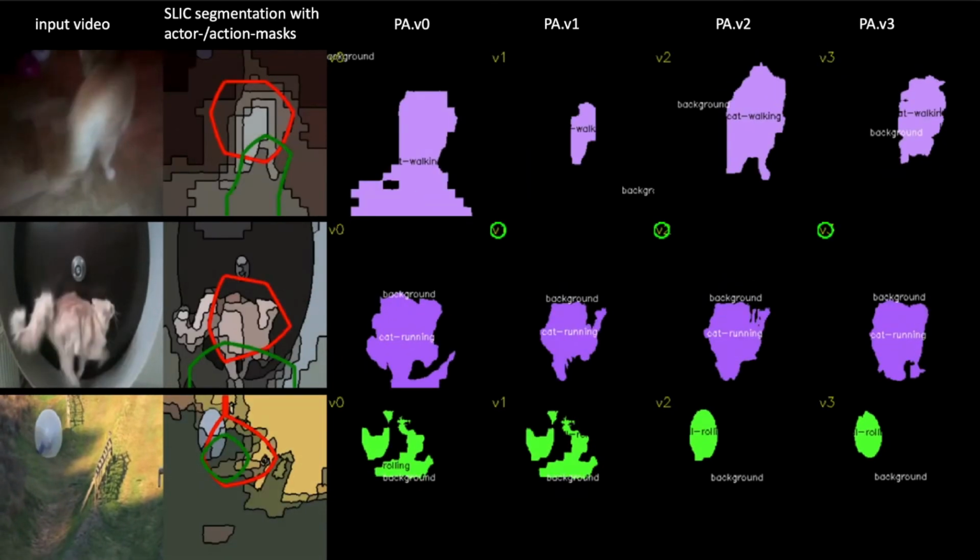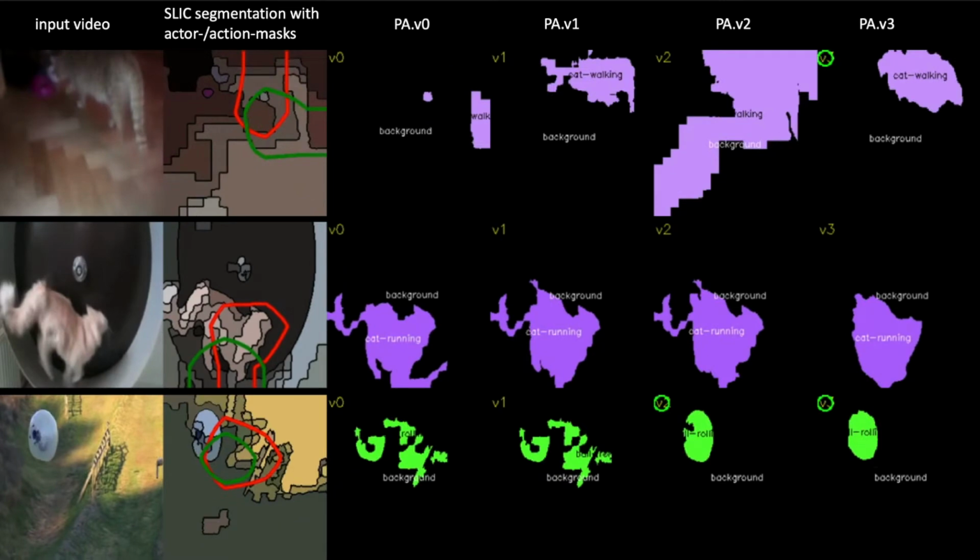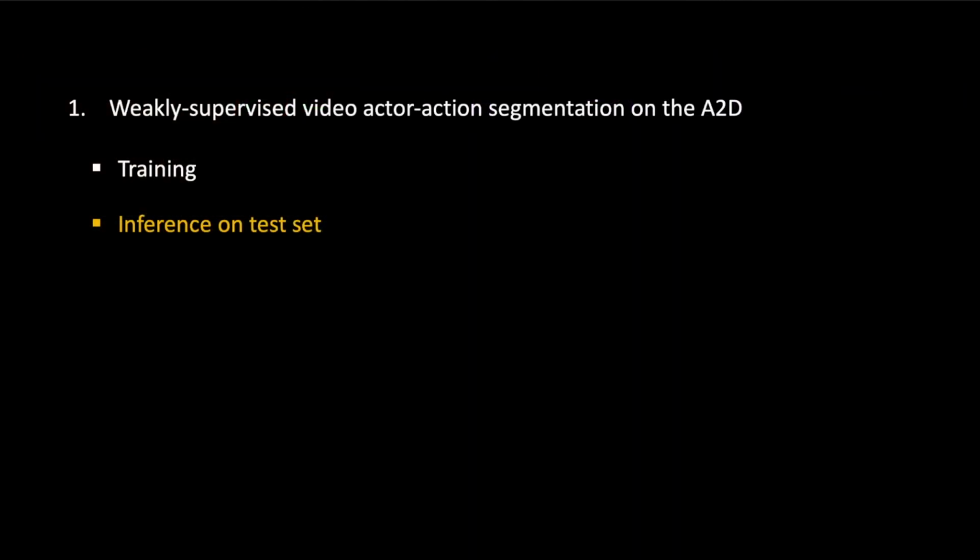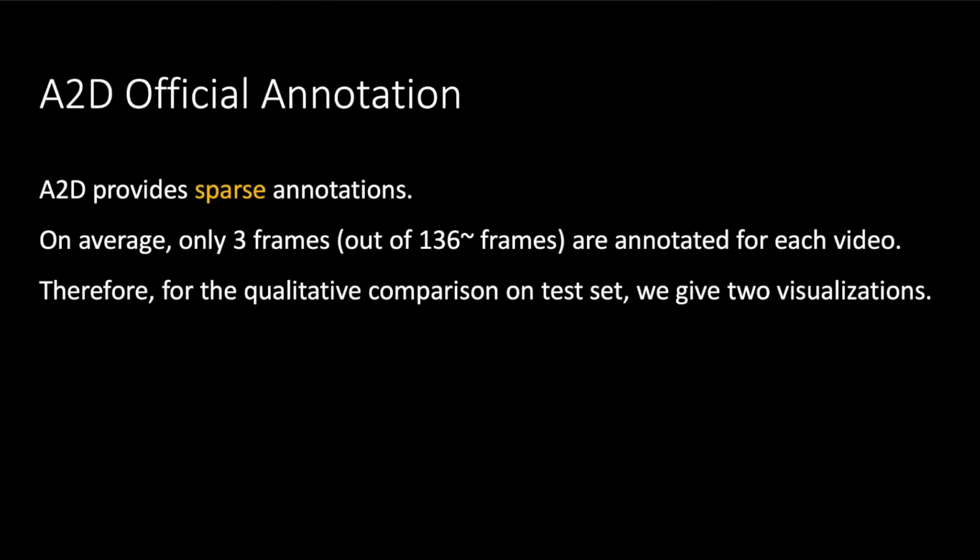Once our model is well trained, we evaluate it on a test set. In A2D, only 3 frames in each video are annotated with pixel-wise ground truth, so we visualize the segmentation results in the following 2 ways.